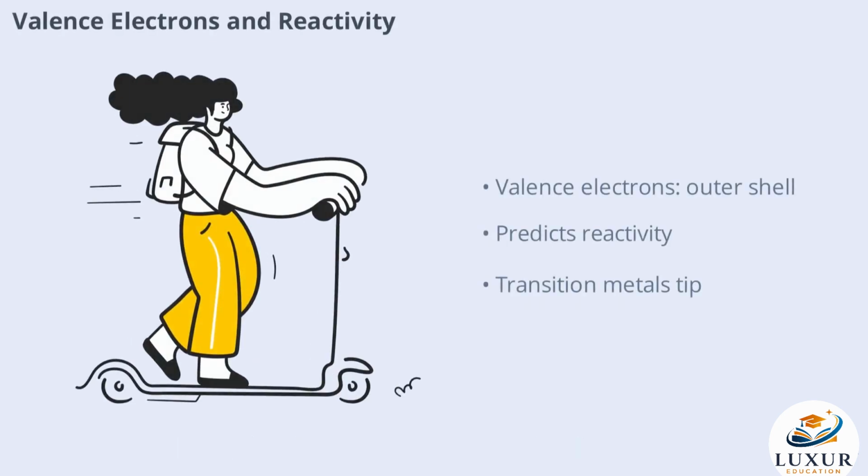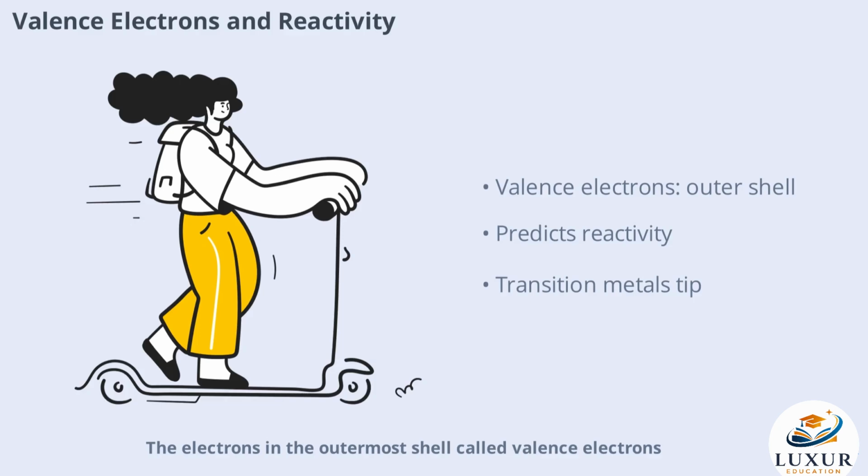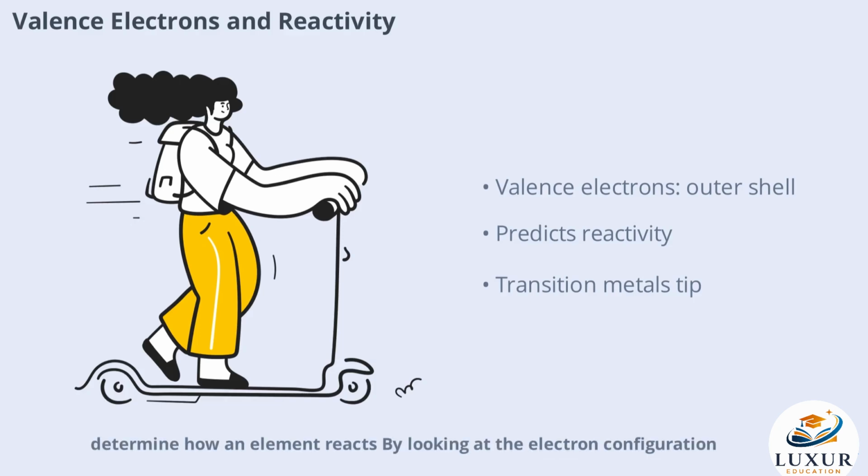Electrons in the outermost shell, called valence electrons, determine how an element reacts. By looking at the electron configuration, we can find the number of valence electrons and predict reactivity. For transition metals, ignore the full shells of the nearest noble gas and count the remaining electrons. This knowledge helps chemists understand and predict chemical reactions.